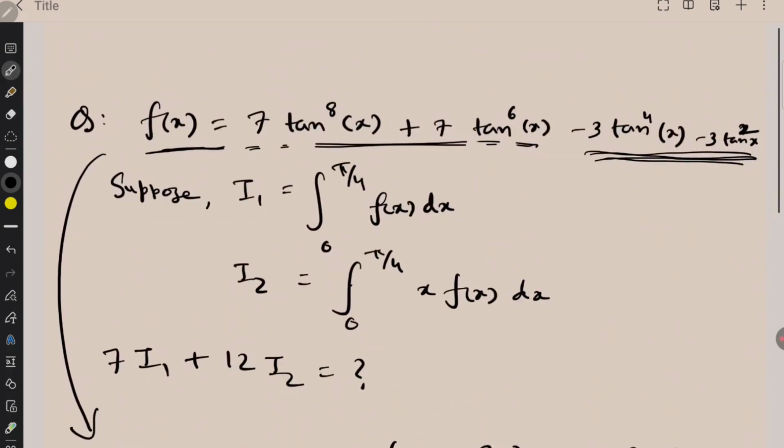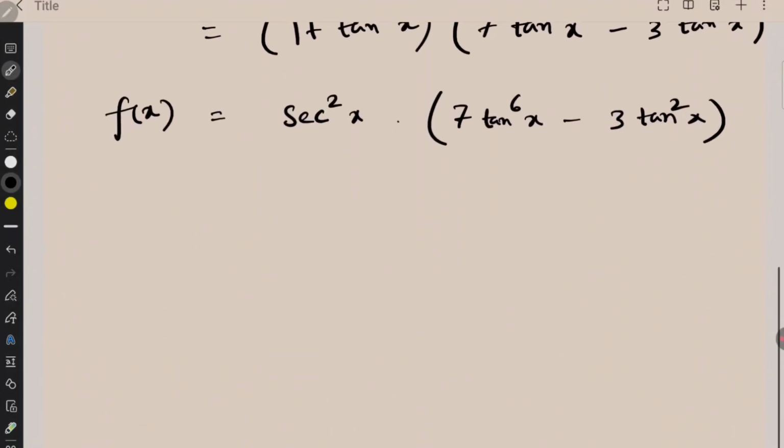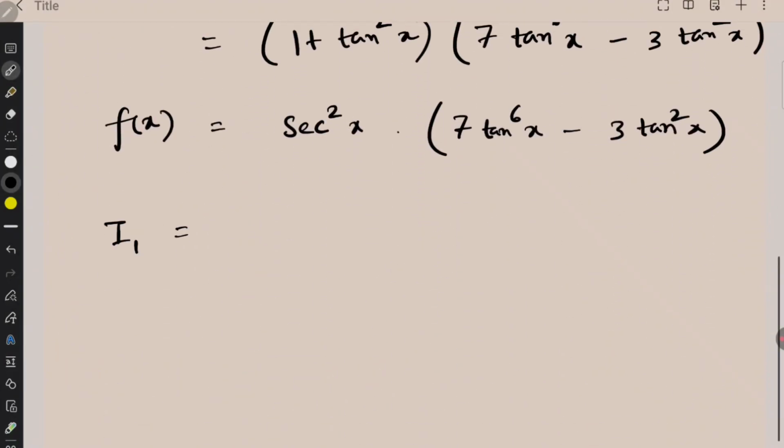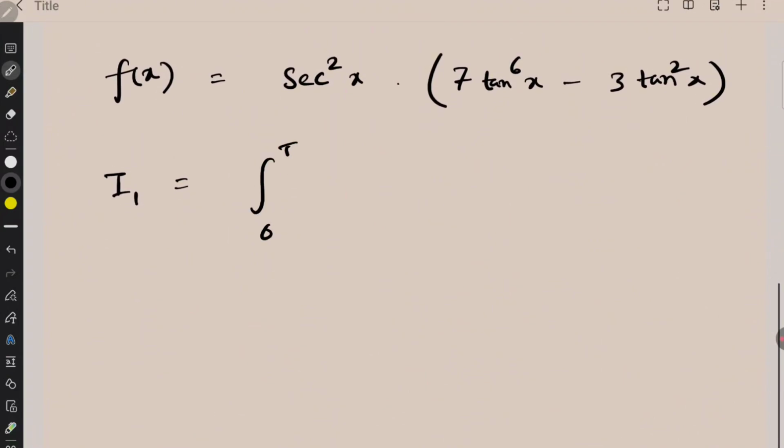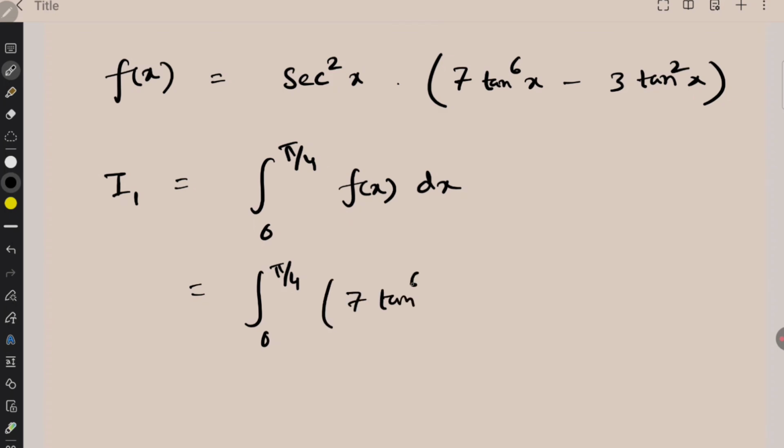Now let's calculate each of these integrals individually, starting with I1, which is the integral from 0 to pi by 4 of f(x) dx. Now let's replace the value of f(x) here. Integral from 0 to pi by 4 of (7 tan^6 x minus 3 tan squared x) times sec squared x dx.